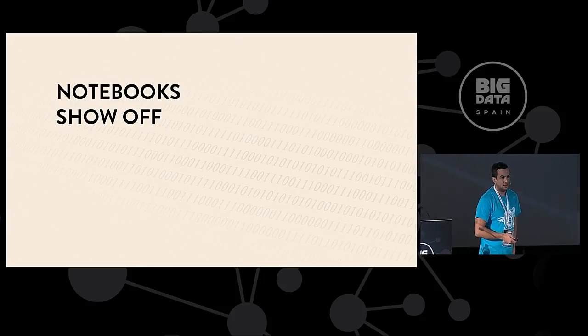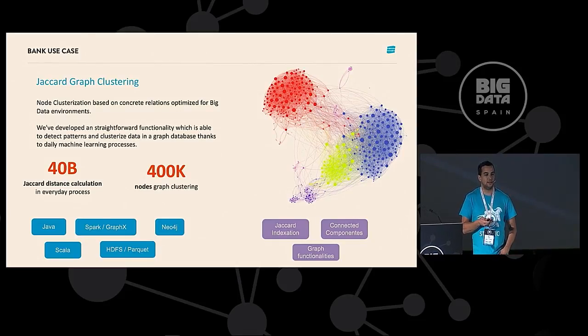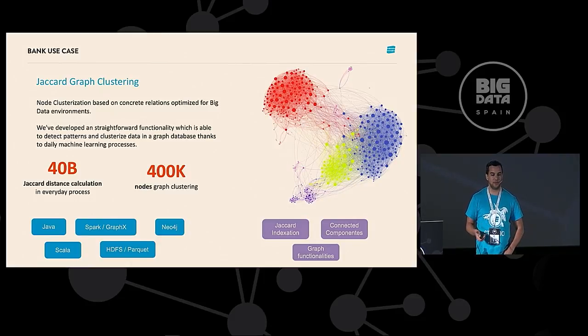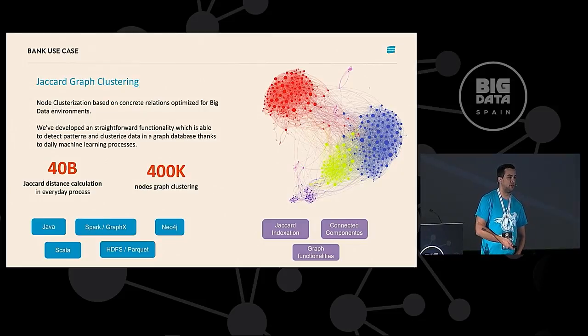So, as we can see, all these techniques, all this information have been applied already. This is a business example. We had a bank use case where we had to apply these techniques to extract information from the data source. And finally, we have developed a straightforward functionality to detect patterns in a graph, and of course, give new information from it. They had a problem with redundant information. So they wanted to find this information and, of course, clusterize it.